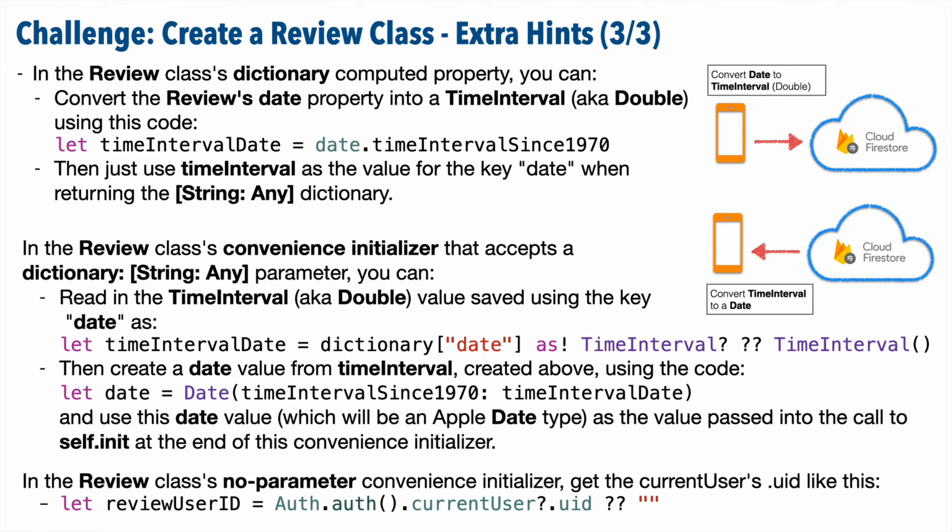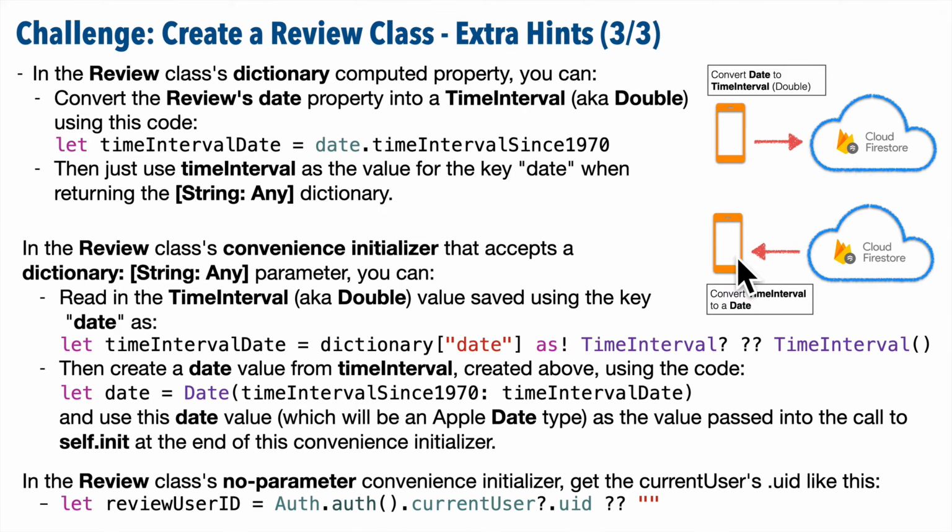Some more hints. So when you convert the review's date property into a time interval, which is a double, what you want to do is create a constant. So you could say something like let timeIntervalDate equals date, which is the property inside of the review, dot timeIntervalSince1970. Remember, that's a way you can convert any Apple date into this thing, which is a double, also called a time interval. Then once you have it as the time interval, that's what you can save out as the value associated with the key value pairs where you're saving out the date. Now that's when you save things out to Cloud Firestore.